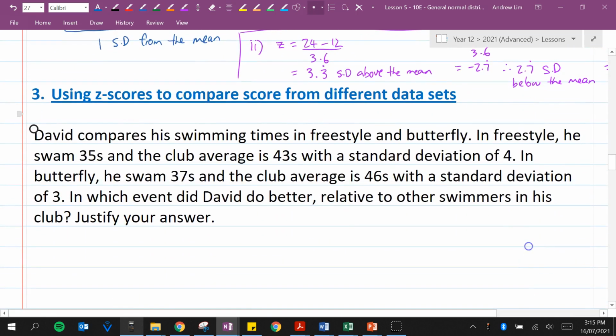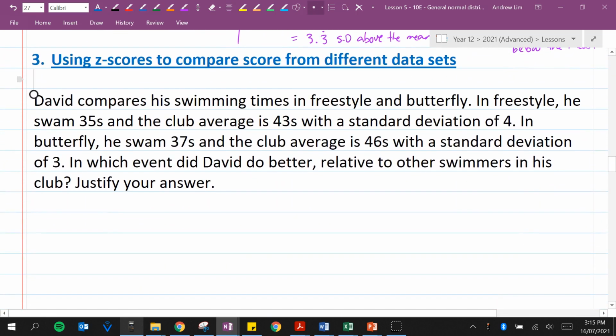Alright, let's move on to the third part of today's lesson, using z-scores to compare scores from different data sets. David compares his swimming times in freestyle and butterfly. In freestyle, he swam 35 seconds, and the club average is 43 seconds with a standard deviation of 4. In butterfly, he swam 37 seconds, and the club average is 46 seconds with a standard deviation of 3. In which event did David do better relative to other swimmers in his club? Justify your answer.